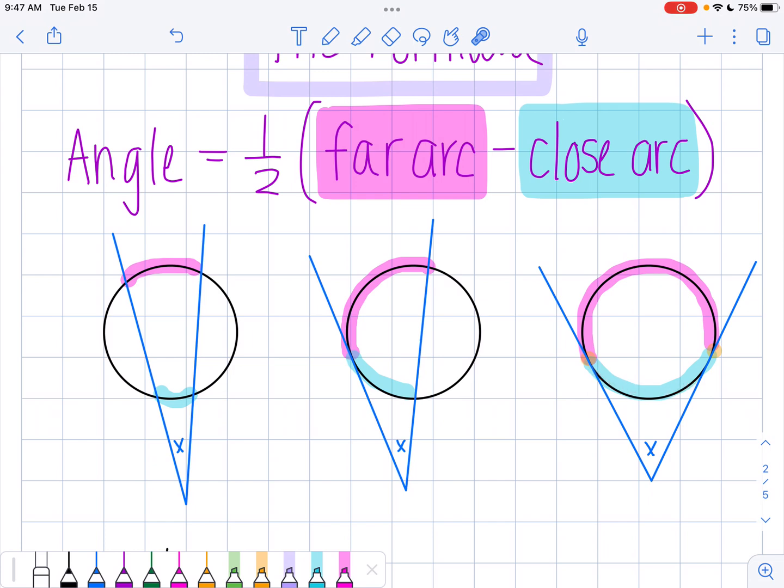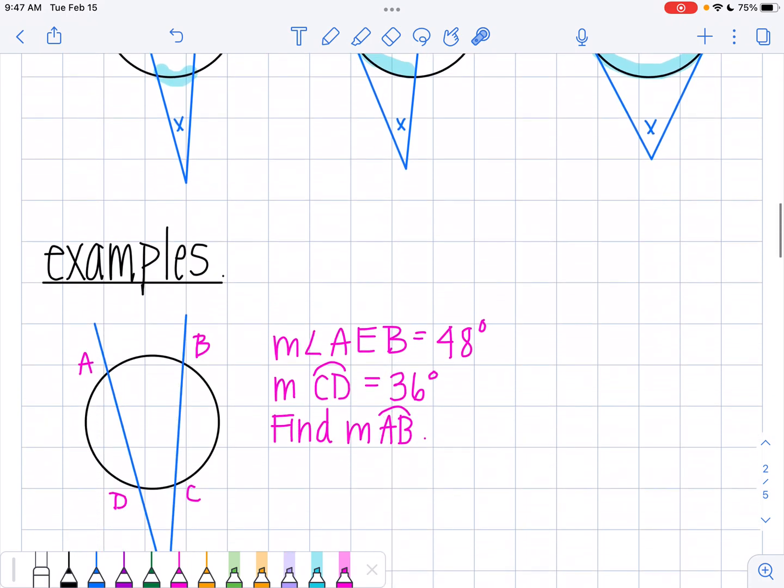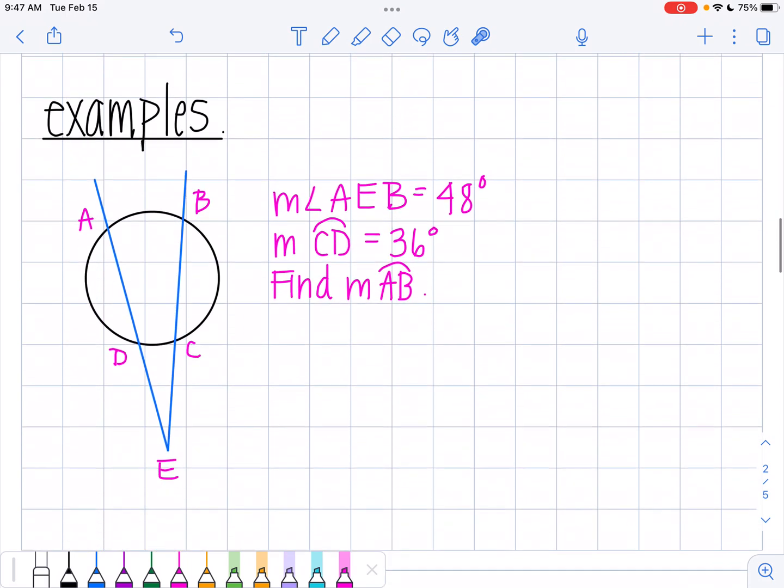So the formula is always: you take the far away arc minus the close arc and multiply it by 1/2, and that's equal to the angle. I have one example of each type. This first one says that the measure of angle AEB, which is this angle right here, is 48. So the measure of our angle is 48 degrees.